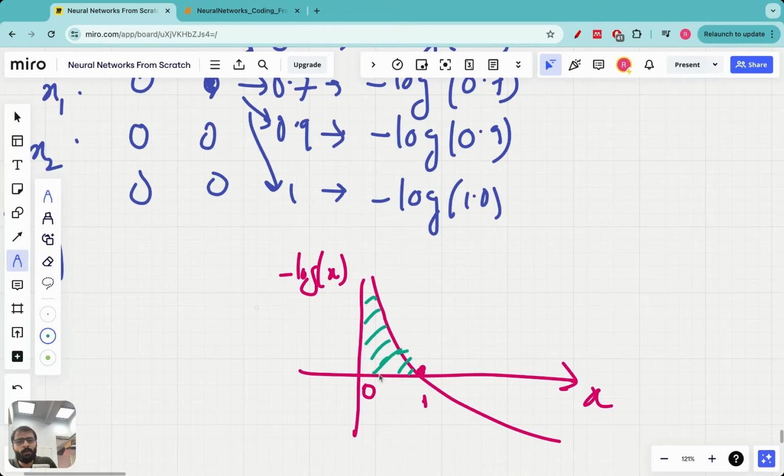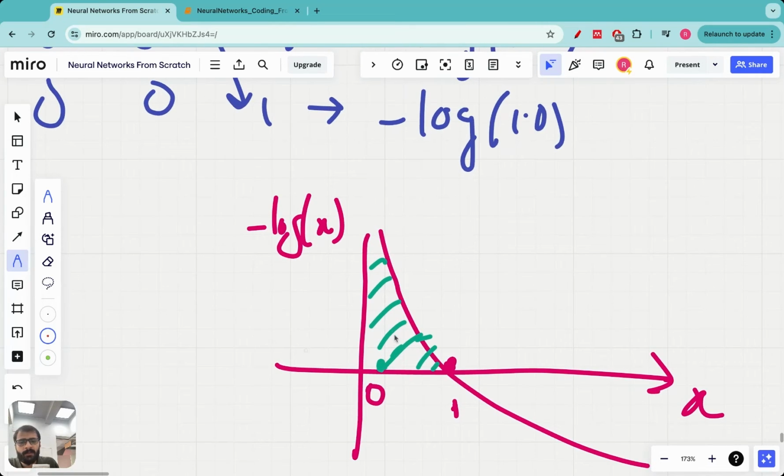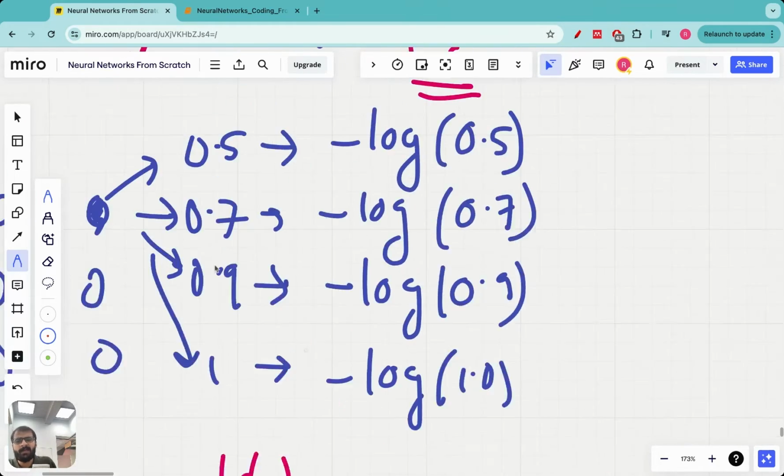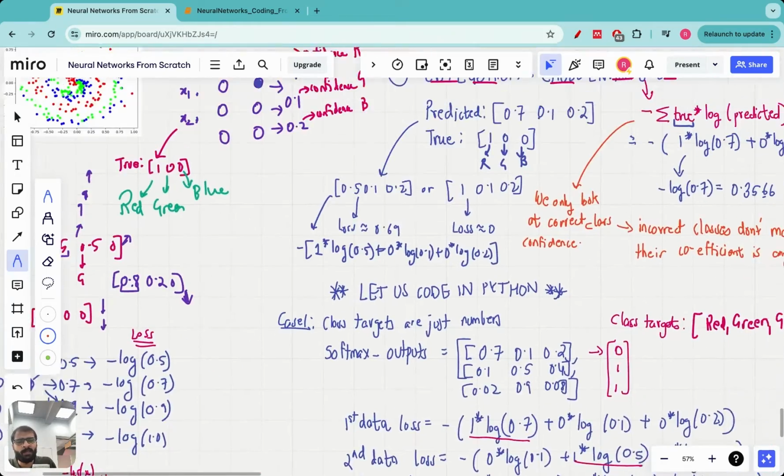So if the input is 0.5, let me reduce the thickness here further. Okay, so if the input is 0.5, it may lie somewhere here, and the loss is somewhere here. And in fact, I think this loss is around 0.7, the actual value if you take the log.